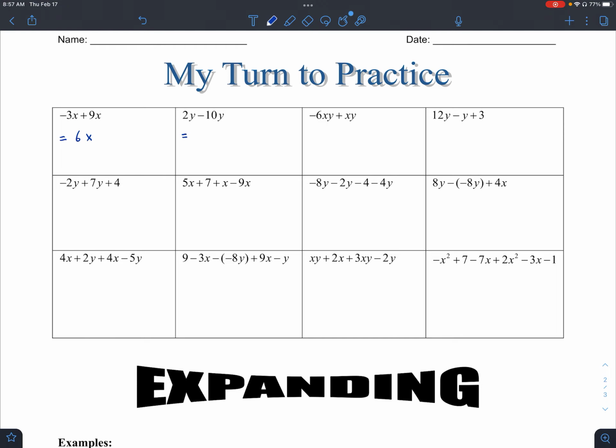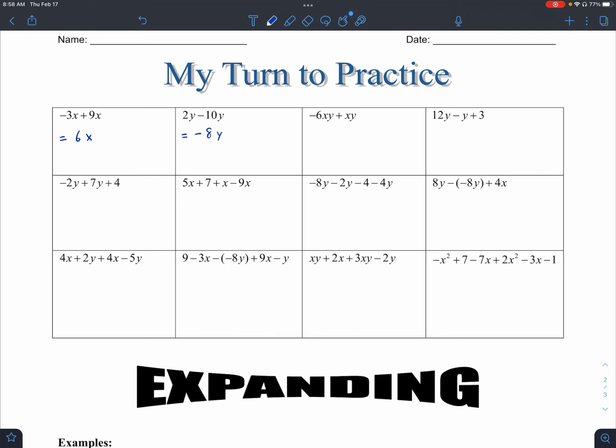Okay, for the next one, 2y minus 10y. So you're starting at 2 on the number line and you're going to the left 10 units, right? 10 spaces to the left. So you're going to end up at a negative number. It's kind of like your temperature was 2 outside. It dropped by 10 degrees. Now it's going to be negative 8. So negative 8y.